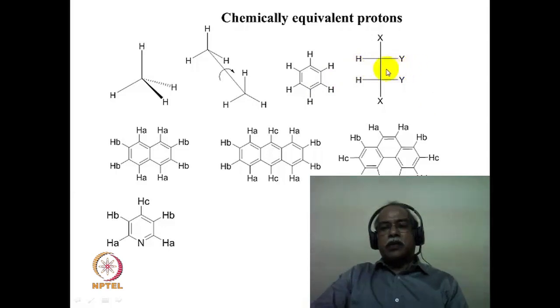This is a meso isomer. It has a plane of symmetry. So, these two hydrogens are related by the plane of symmetry. That means they are enantiotopic in nature, and such enantiotopic hydrogens are also chemically identical, or chemically equivalent in nature.